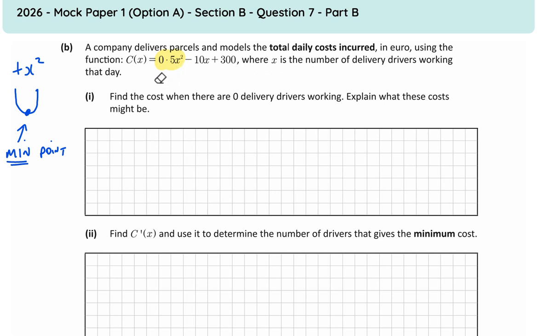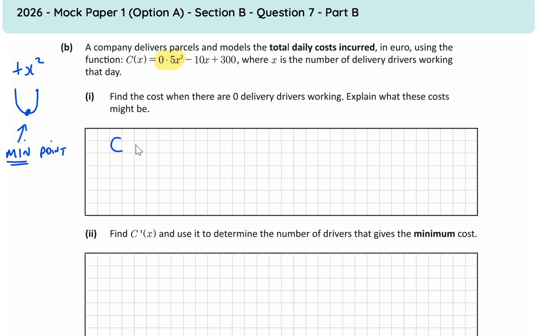working that day. The first thing to point out there: 0.5x squared is basically a plus x squared graph. That's your U-shaped graph, and therefore we'll be dealing with the minimum cost, as we can see there in part 2.